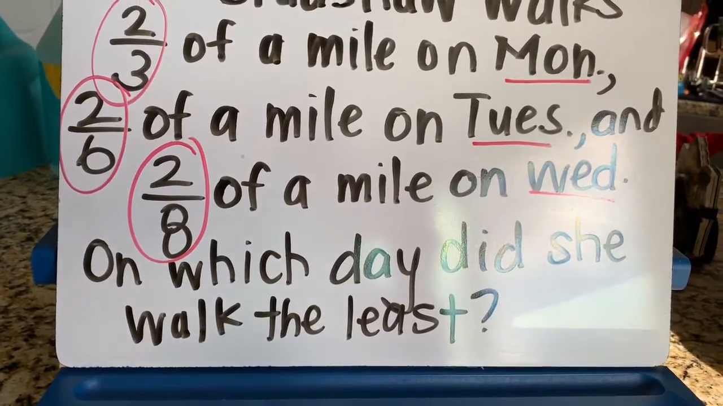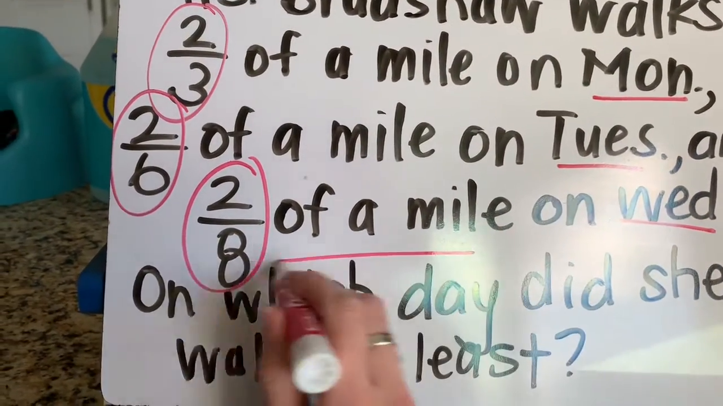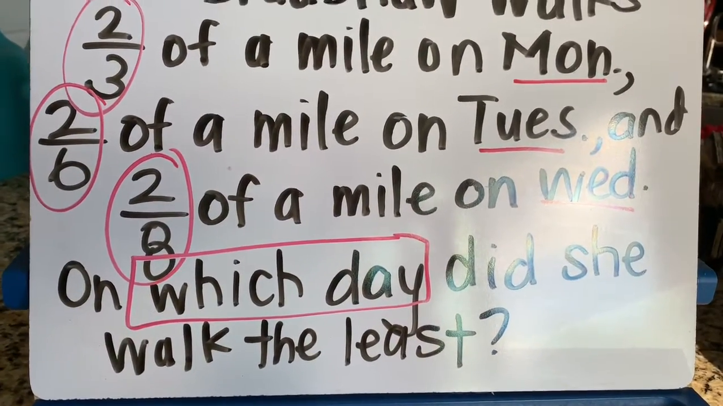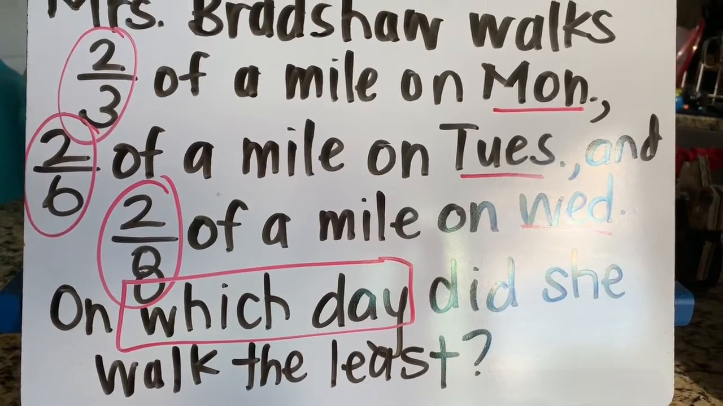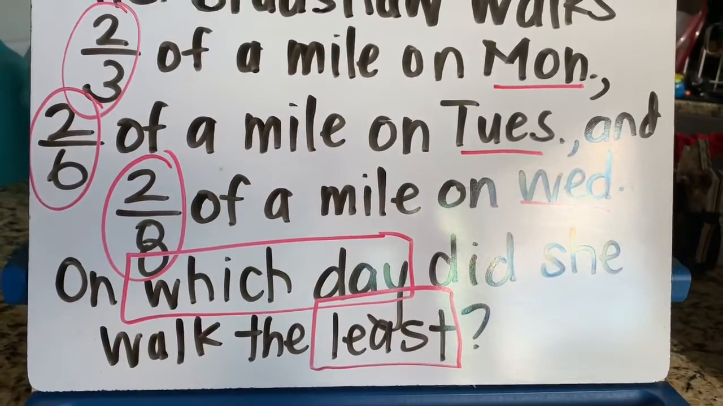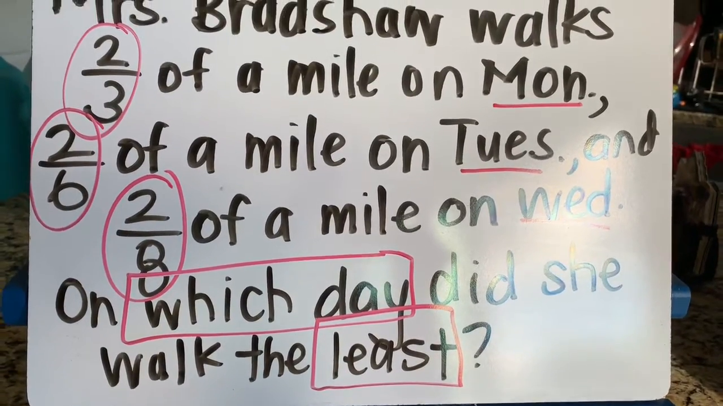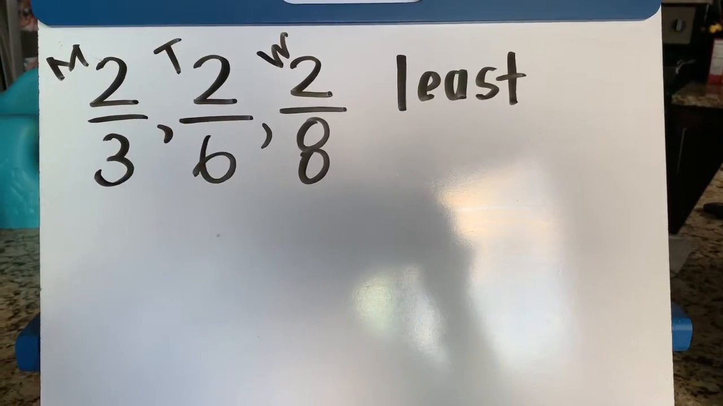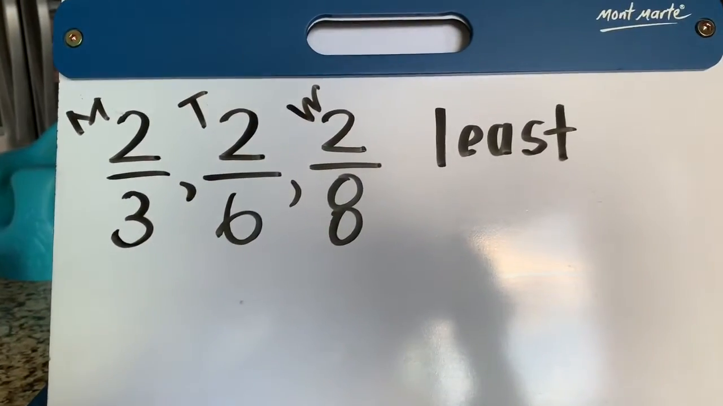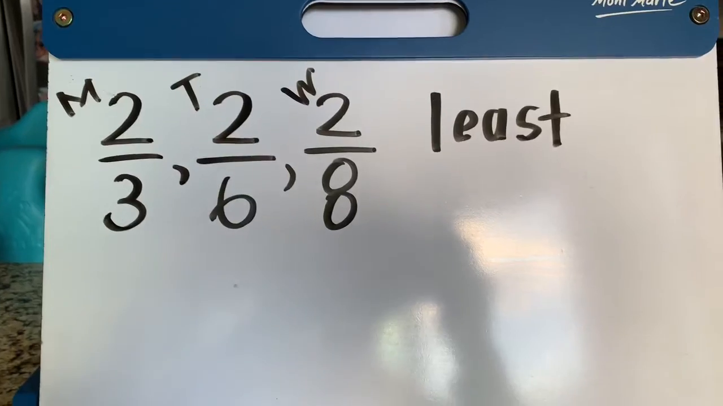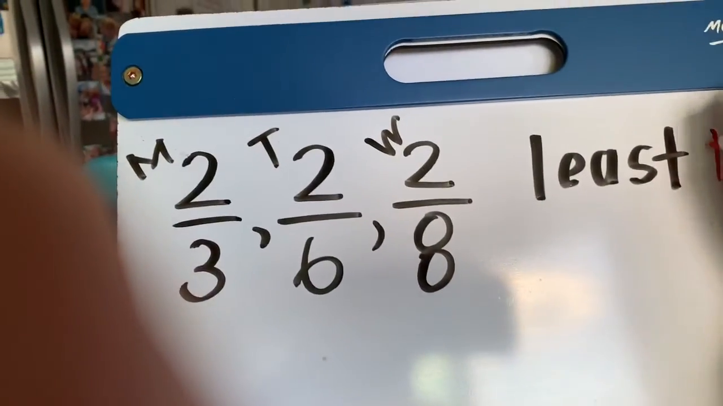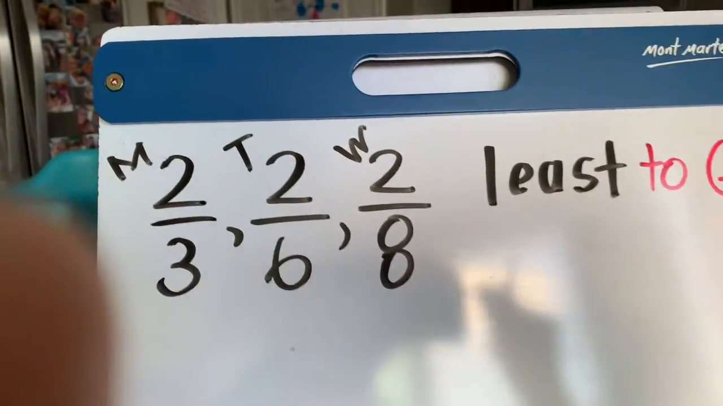Let's find the keywords. My keywords are which day, which tells me I need to write the name of the day instead of the fraction, and the word least. So I'm looking for the smallest fraction. Let's pull out the fractions. Now that I've pulled out the fractions and labeled them with which day they represent, I know that I have to find the fraction that's the least. So I'm going to write these fractions in order from least to greatest. What do I look at first?